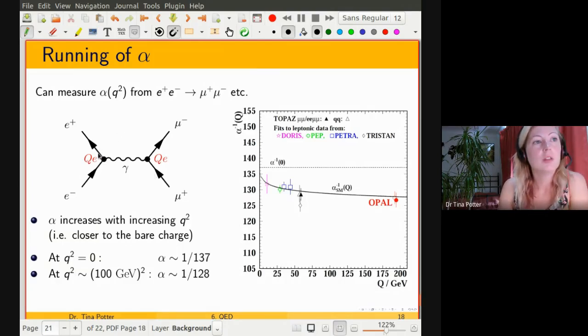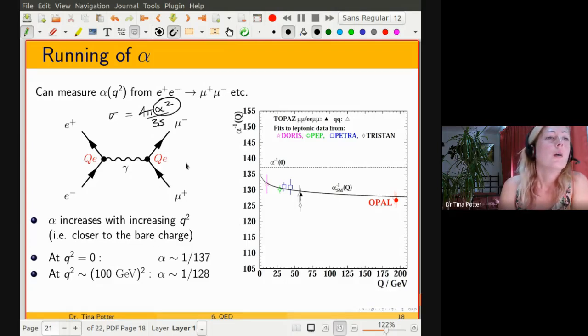We can measure the alpha from these interactions because we'll be measuring the cross sections of these interactions, and you'll remember that we had a look at these cross sections. Actually, I've got it here, so I'll try and do this. We found that the cross section of this process should be 4 pi alpha squared over 3s. This is back on slide 11. So our cross section is proportional to alpha squared, and it should also be inversely proportional to the center of mass energy.